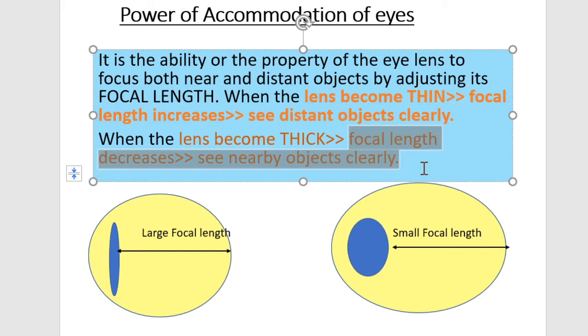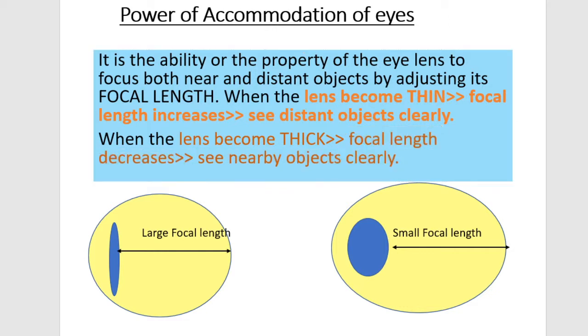Our eyes have the ability or the property to focus the nearby objects as well as the distant objects by adjusting the focal length. So this power of the eye is known as the power of accommodation by the eyes.